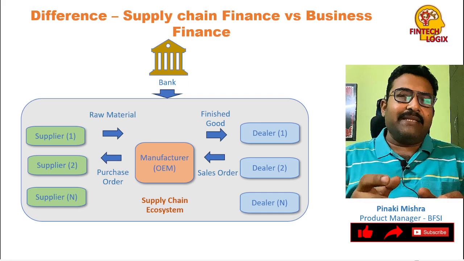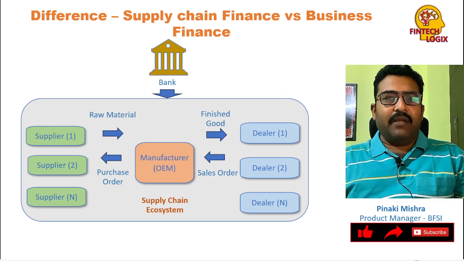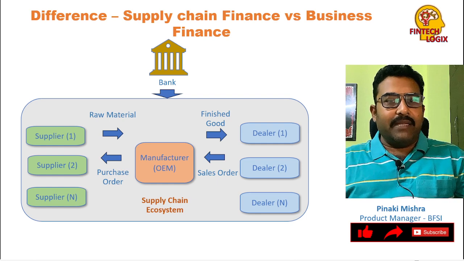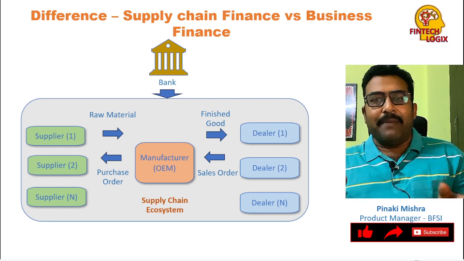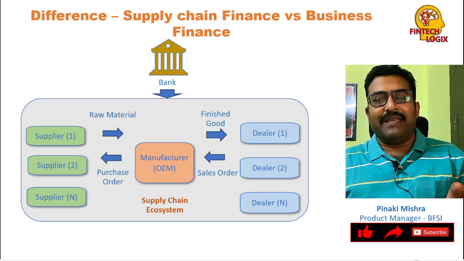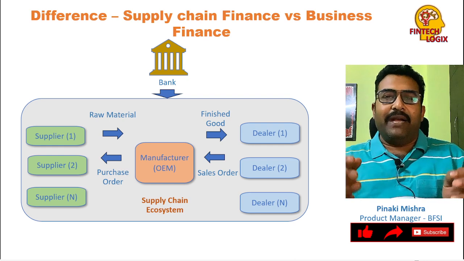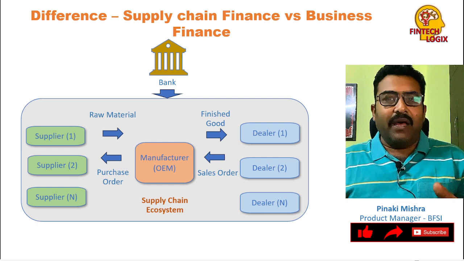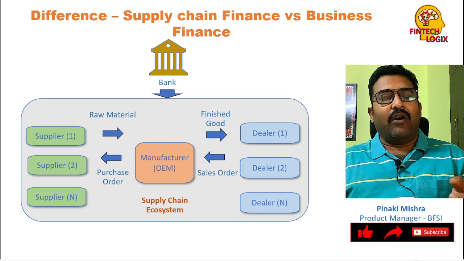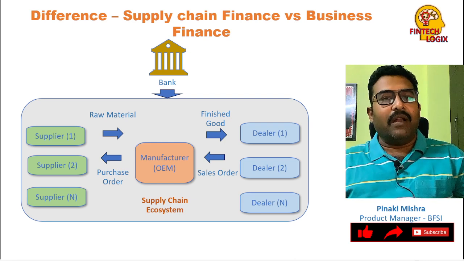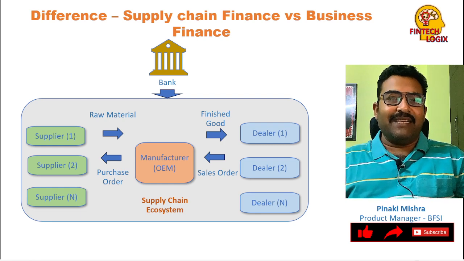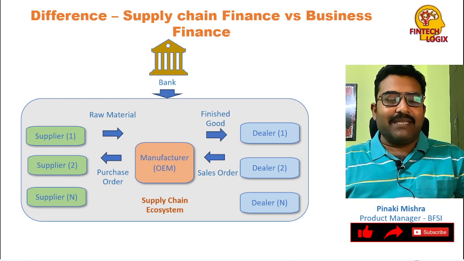So this is the major difference why supply chain finance has become so popular these days, and which is quite separate from normal business loans. Because if you think of all these parties approaching the bank individually, all this underwriting has to be done, and it takes a lot of documents, a cumbersome process, and also adds a lot of turnaround time. This is the major difference between supply chain financing and individual business finance.